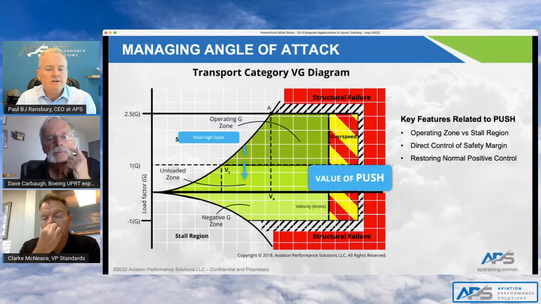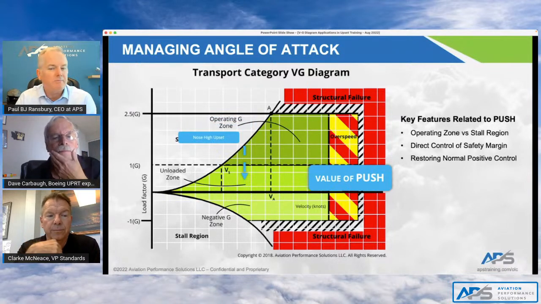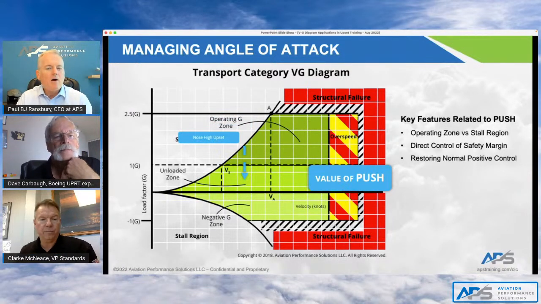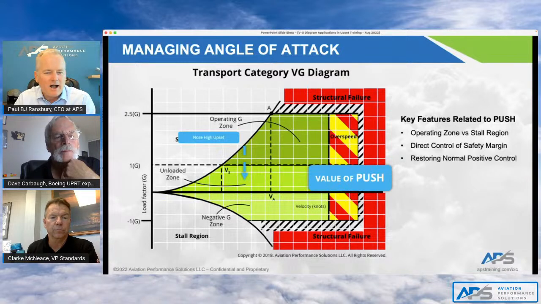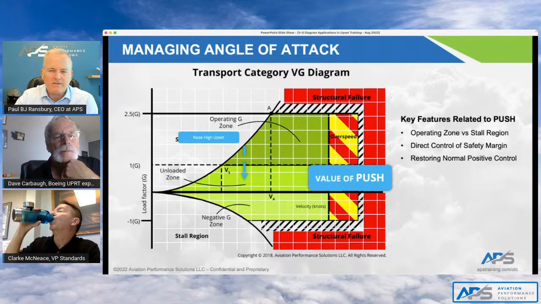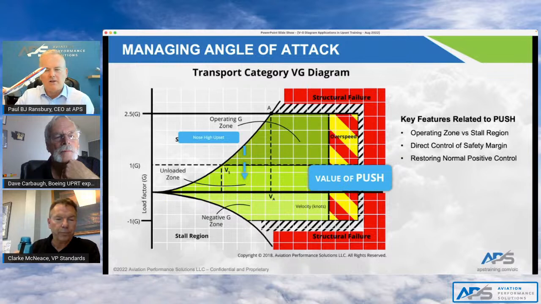Let's jump on to this nose high upset. Now, this is an interesting one that people don't often think about. How would you ever end up at a nose high upset, intercepting that curve up at the top and requiring a push? One of the things to consider here, and I'll let you guys talk about it a little bit more: here we have the United Airlines model with the old paint scheme on it.